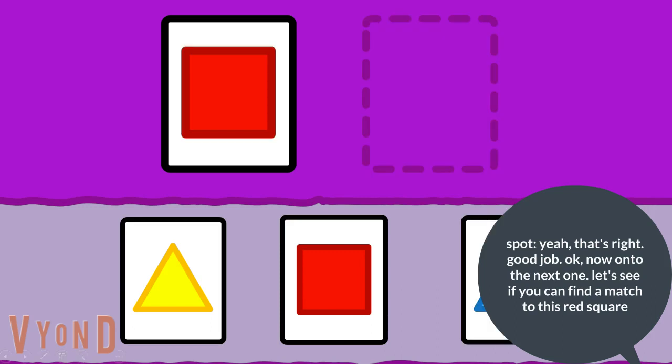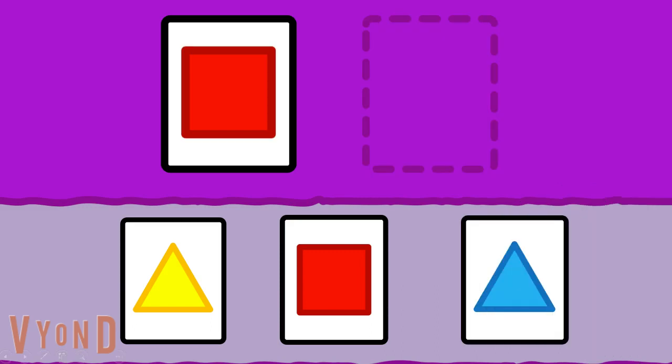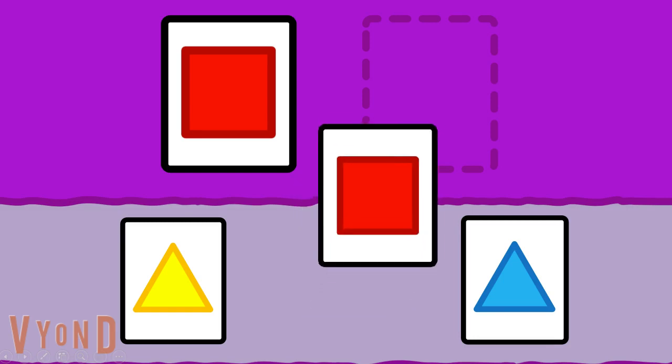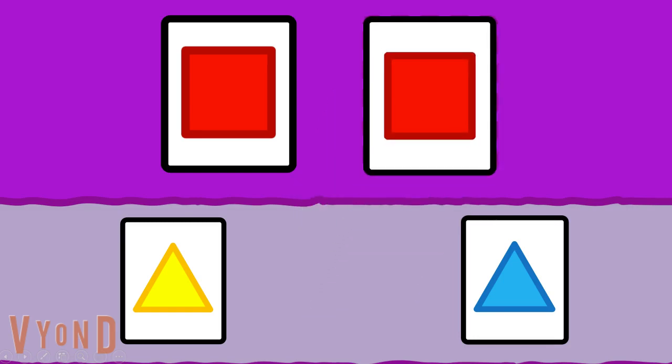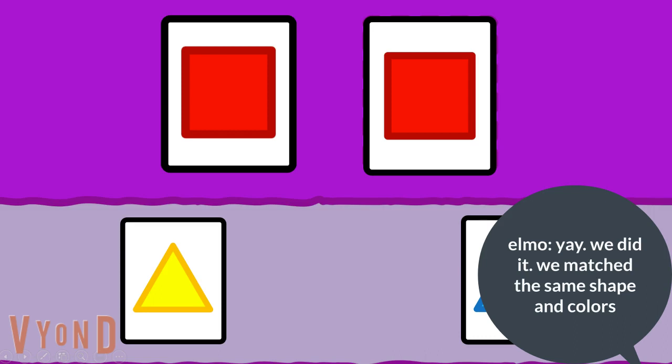Okay, now on to the next one. Let's see if you can find a match to this red square. All right. Let's see here. Which one of these cards have a red square to match this one? Right there! Yeah, it's a perfect match. Two blue triangles and two red squares. It's a match. Yay. We did it. We matched the same shape and color.